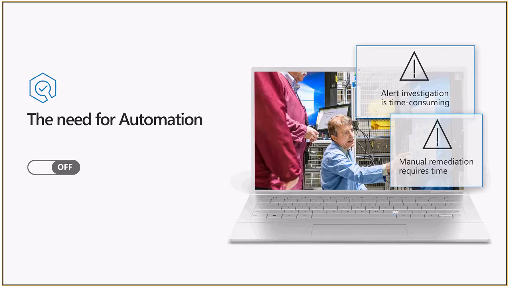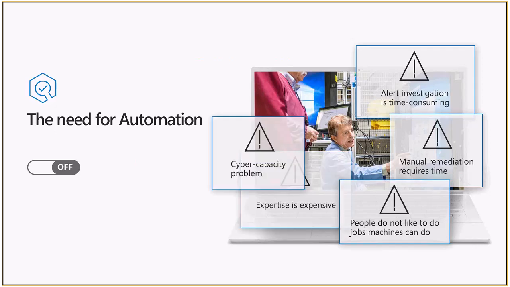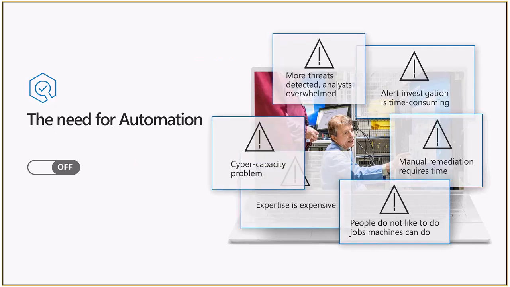But why do we have the need for automation? I think we've talked about this a little bit already. Time's important. We've got a lot of stuff that we need to work through. The more alerts we get, the more we have to do. The more threats we have, the more we have to investigate. Manual remediation is a time investment. It's expensive to have people who are very knowledgeable, and also there's the size of businesses.